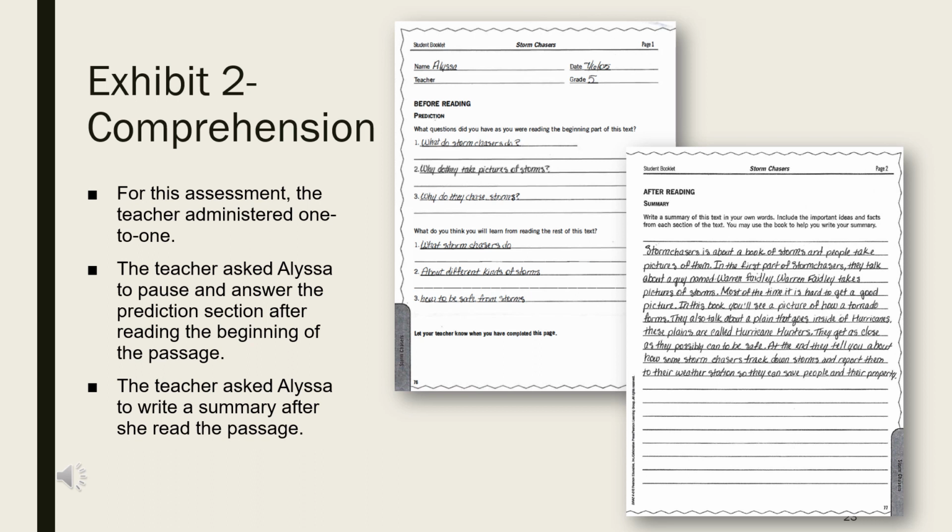So you'll see on this slide and the next one, 23 and 24, they're all part of Exhibit 2, which is the Comprehension Assessment. This assessment was administered one-to-one. The teacher asked Alyssa to pause and answer the prediction section after reading the beginning of the passage. And then she asked Alyssa to write a summary after Alyssa read the entire passage. And so that's what you'll see on this slide.